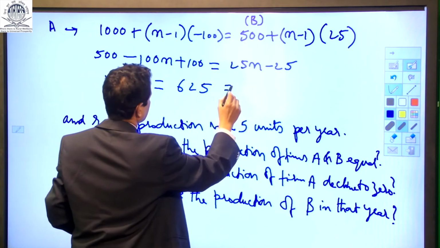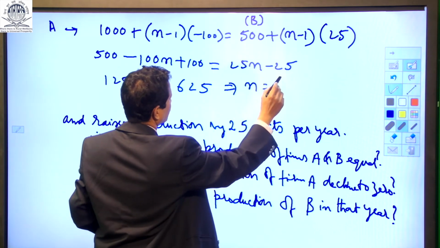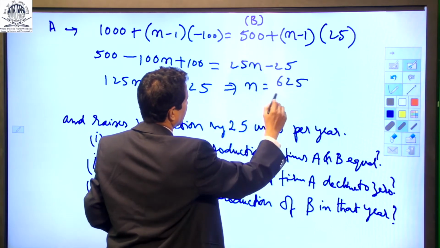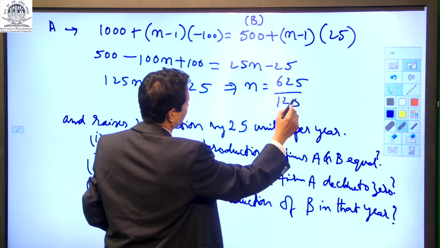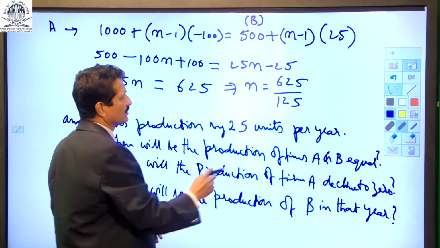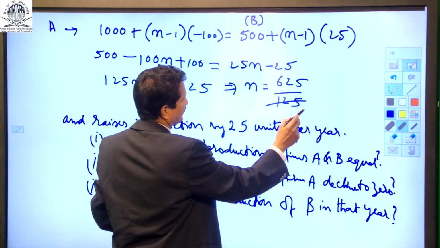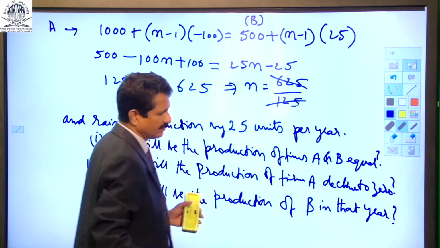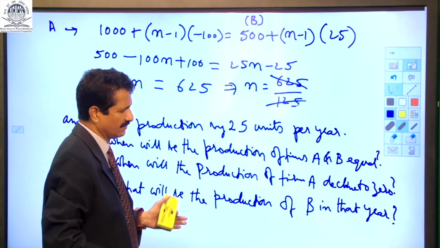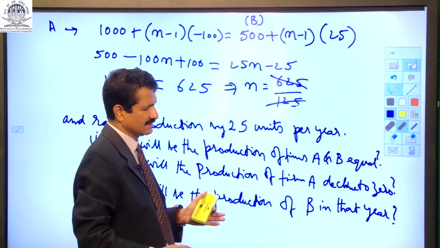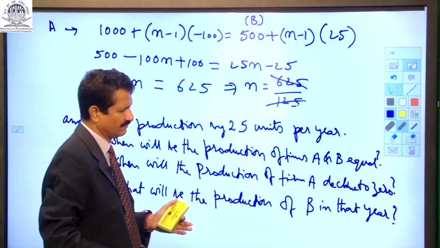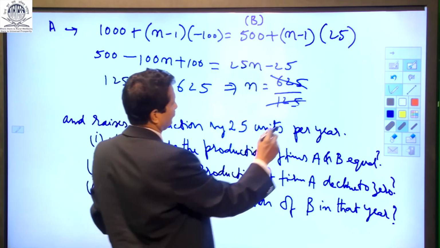This implies that n is equal to 625 by 125. So this is 625 divided by 125. This gives us a value of 5.